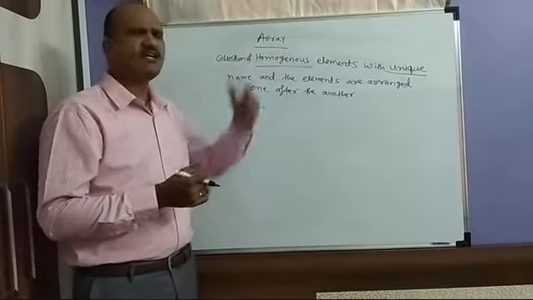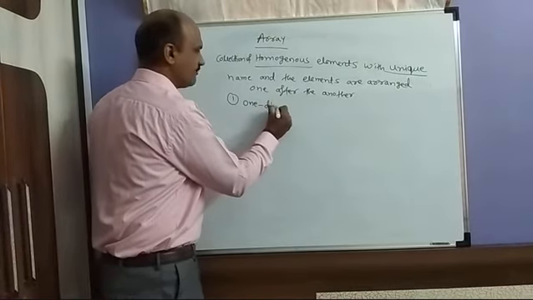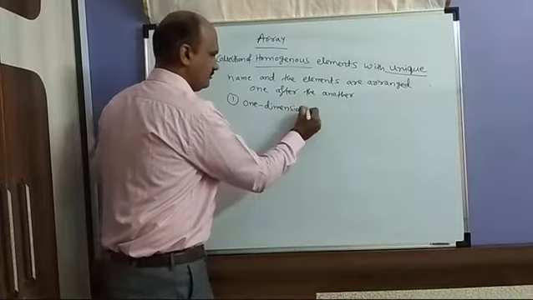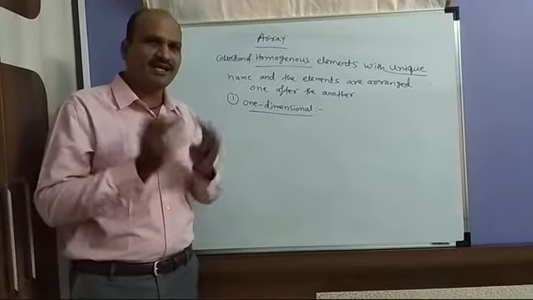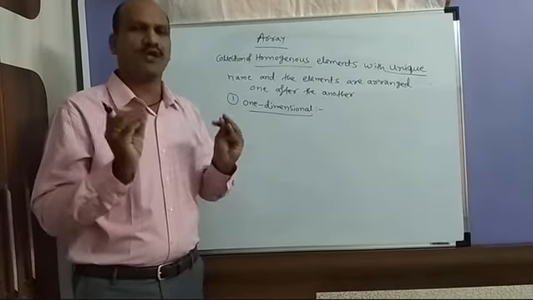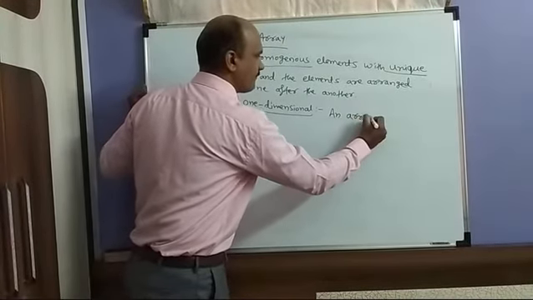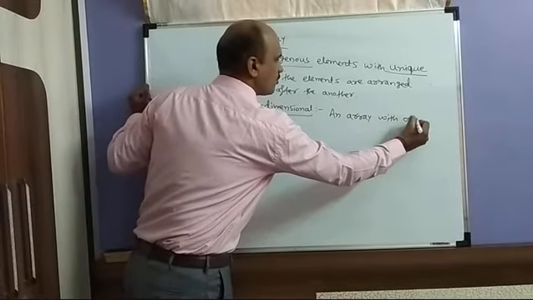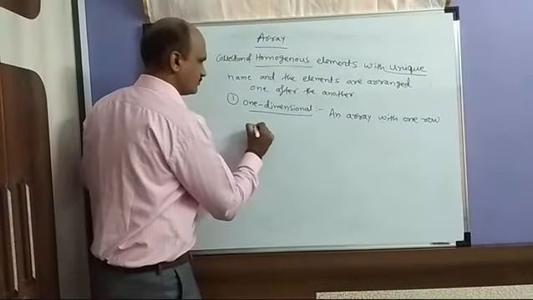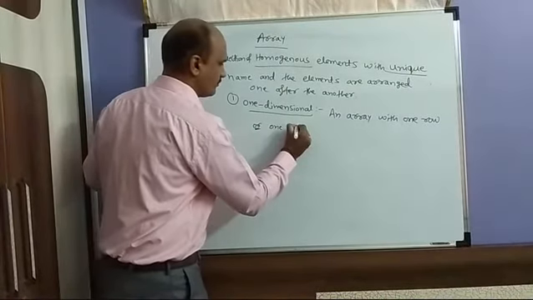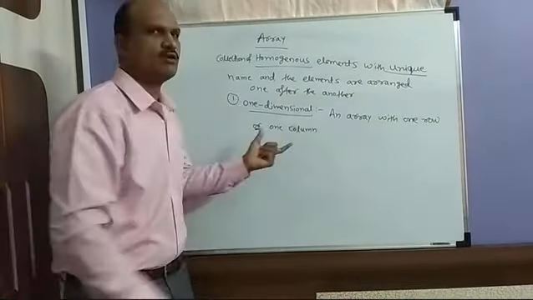As I told you, there are three different types: one-dimensional, two-dimensional and multi-dimensional. First one is the one-dimensional. What is the meaning of one-dimensional? An array with one row or one column. Simple definition: an array with one row or one column is called a one-dimensional array.